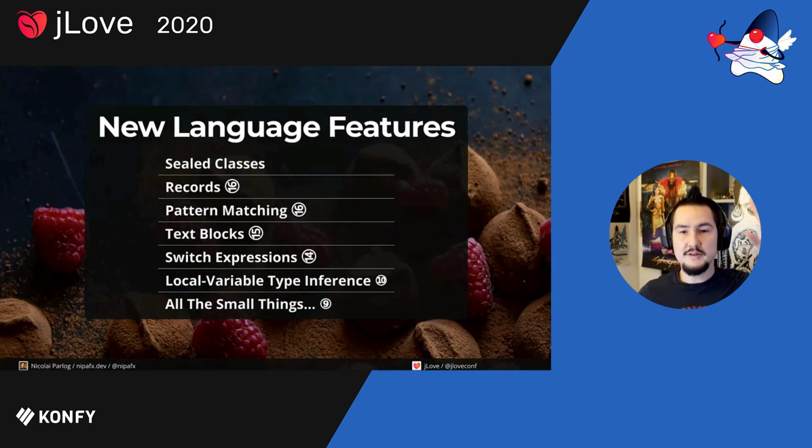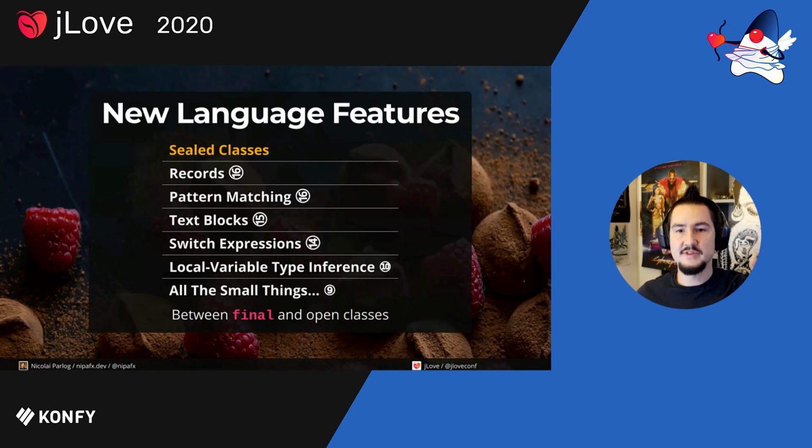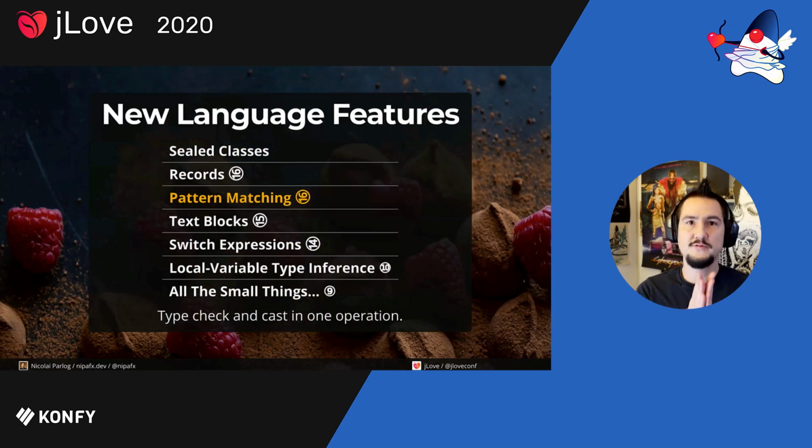So let's start with pattern matching. This is where we're going to start. Pattern matching was first introduced in Java 14 as a preview feature. It was slightly changed in 15, slightly changed in 16, and now it's final. But the changes are minor, so it doesn't really matter. But it's final in Java 16.